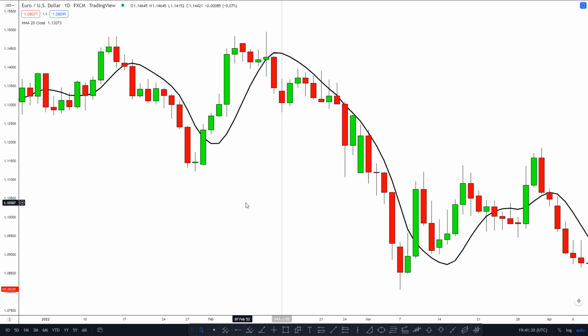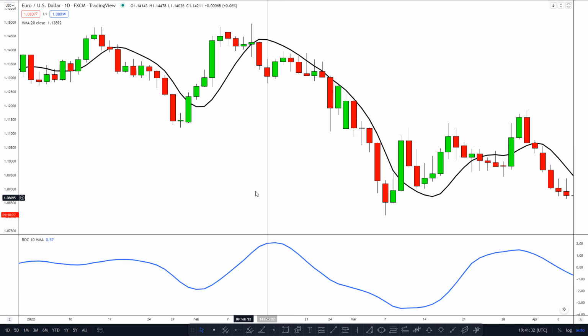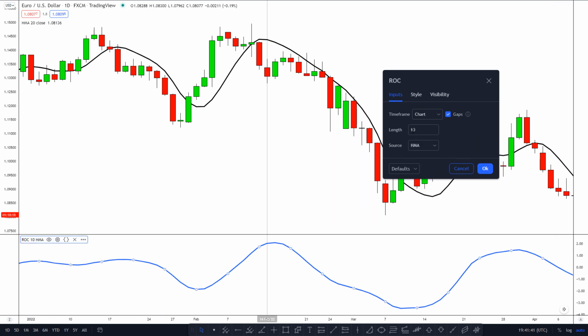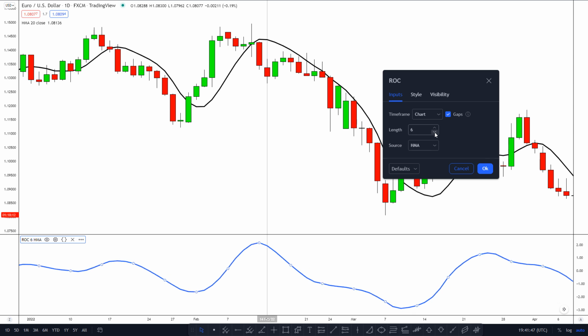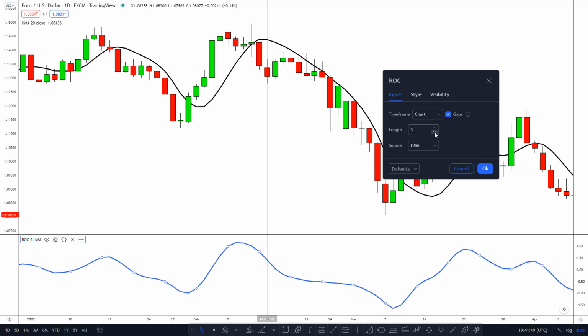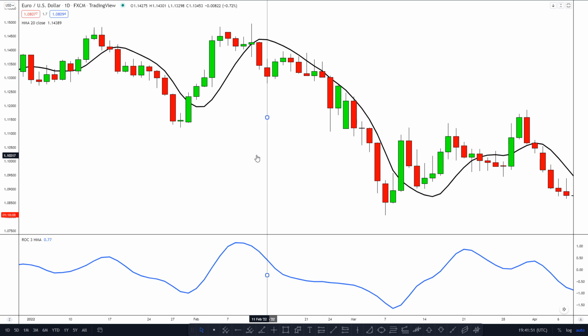Now let's plot the rate of change of this HMA. We do this by changing the source of the rate of change indicator to use the HMA series. Initially, with a period of 10, the rate of change yields roughly the same timing as the HMA, but if we reduce the period or length of the rate of change indicator, therefore increasing its sensitivity, we'll see how the indicator will remove some of the lag of the original HMA while preserving most of its smoothness. This looks amazing, but it has its caveats as well.